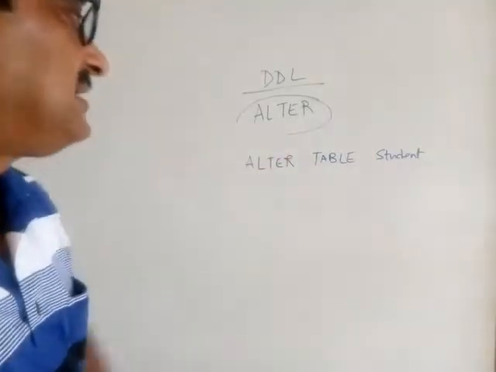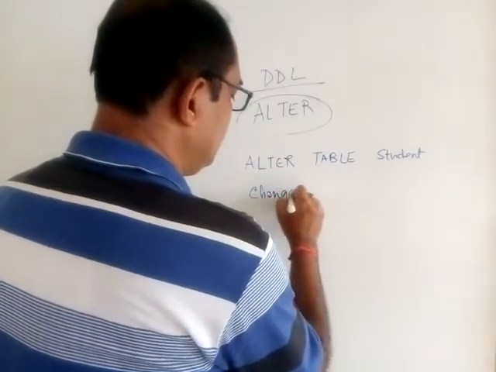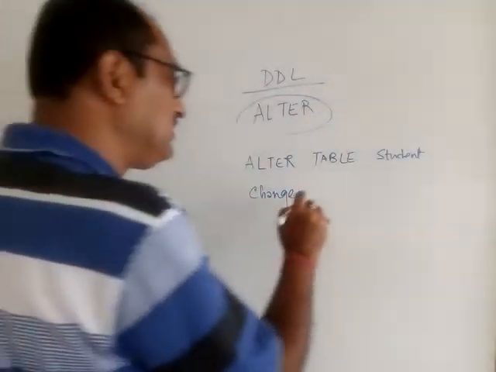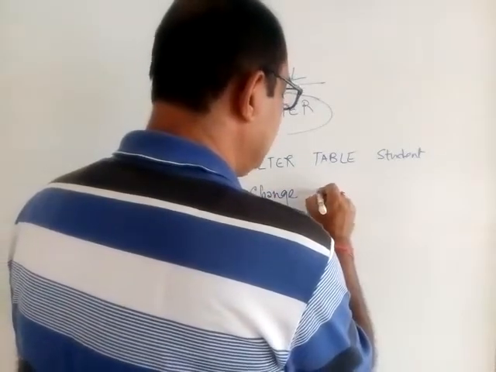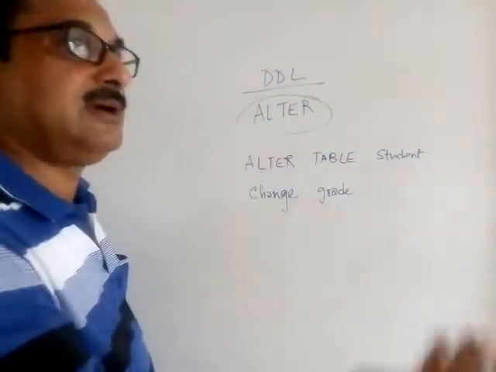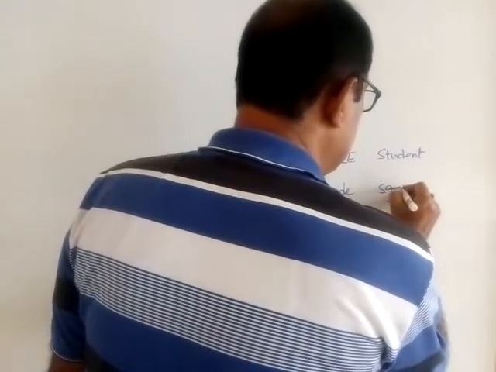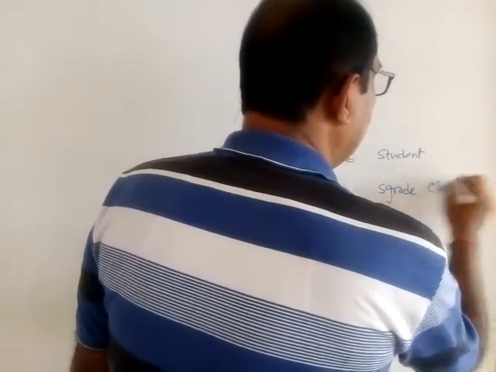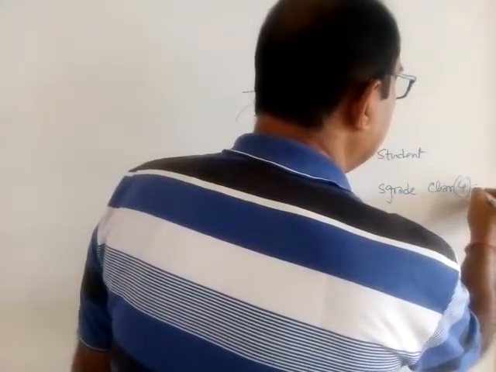In that case, what we do, we write the thing called change. Alter table name remains same. In change, remember, first we write the old field name. My old field name was grade. Now you have to write the new name that you want. I want the new name to be S grade. And then you have to write the data type, say I want it to be character 4.